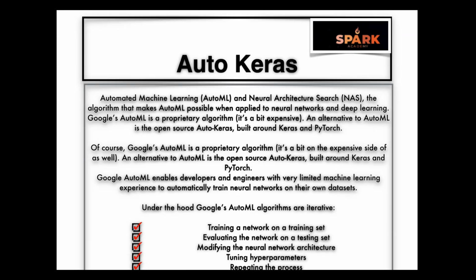Now let's talk about some of the genesis of AutoKeras. Automated machine learning and neural architecture search, NAS, is the algorithm that makes AutoML possible when applied to neural networks and deep learning. Google's AutoML is a proprietary algorithm. It is a bit expensive. An alternative to AutoML is the open source AutoKeras, built around Keras and PyTorch.